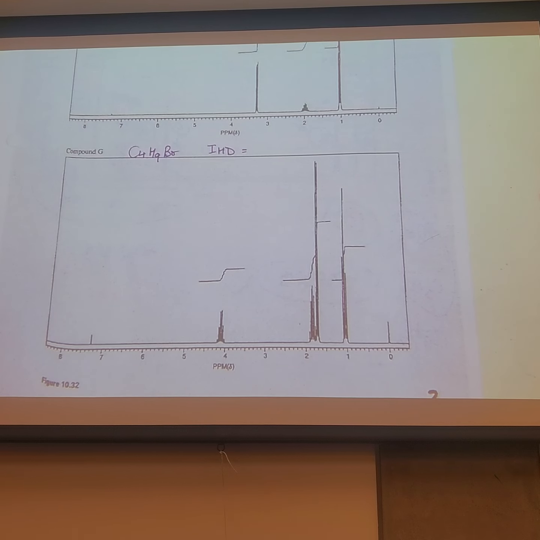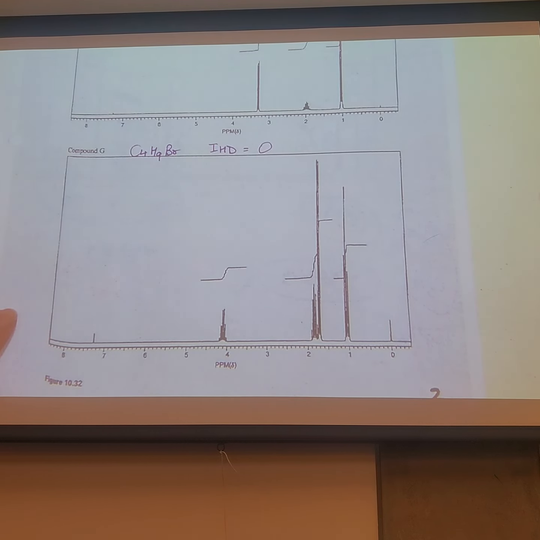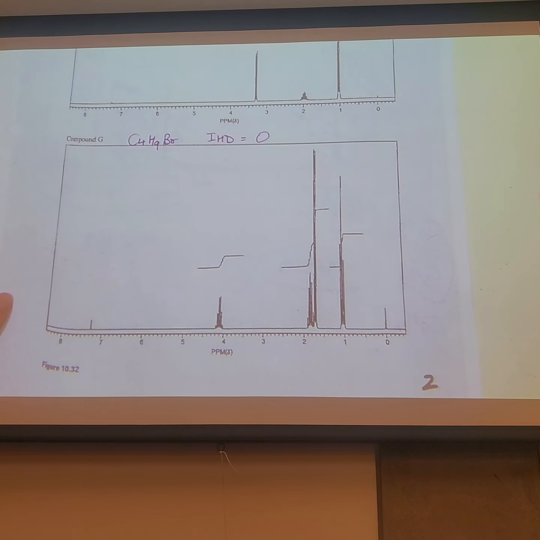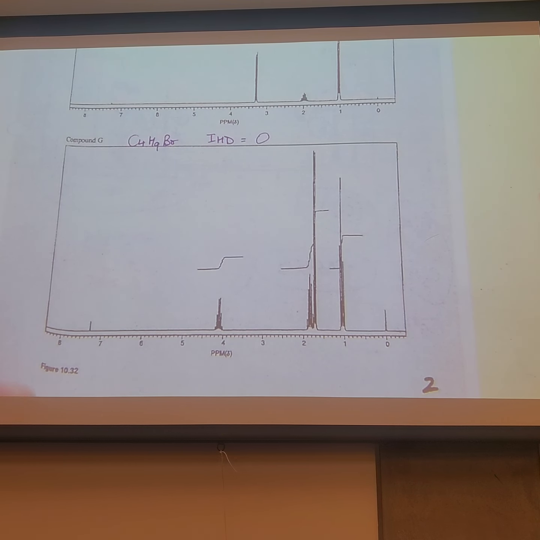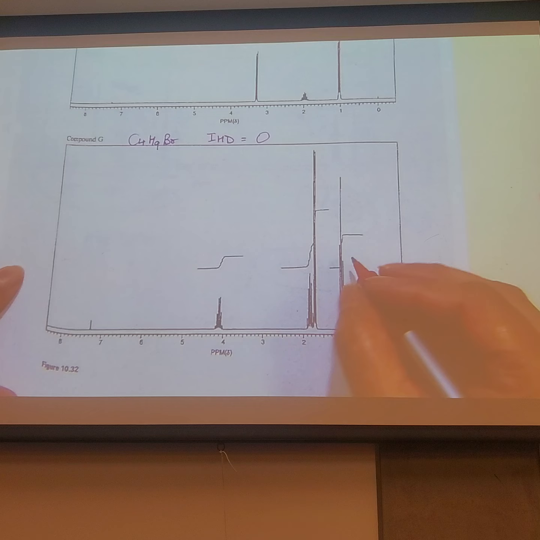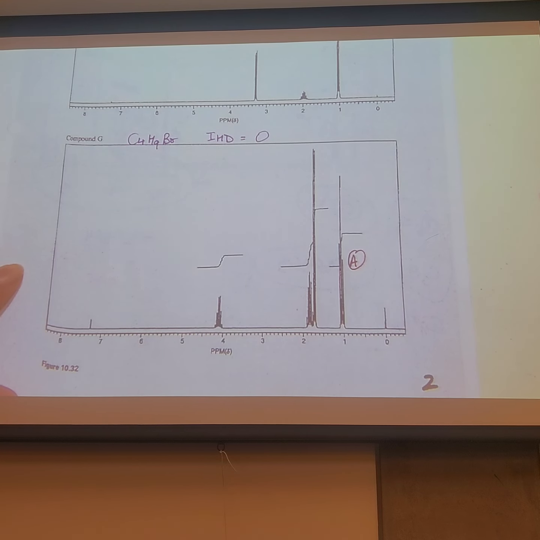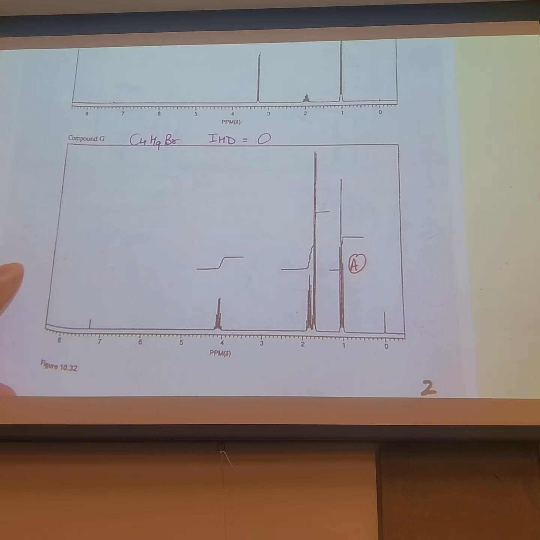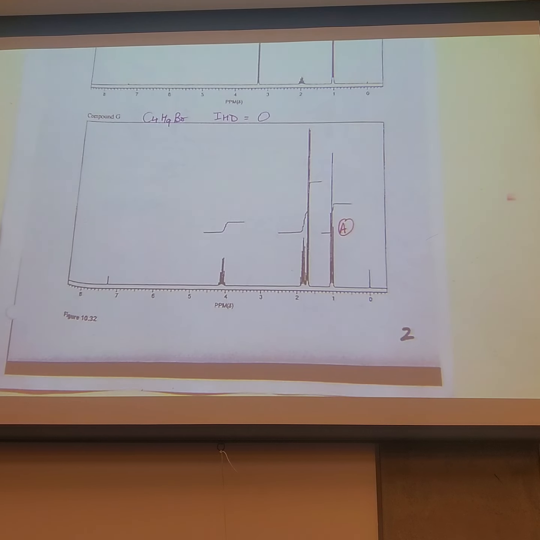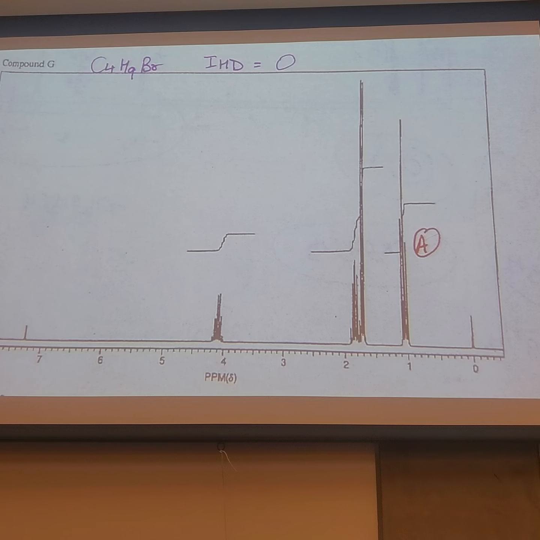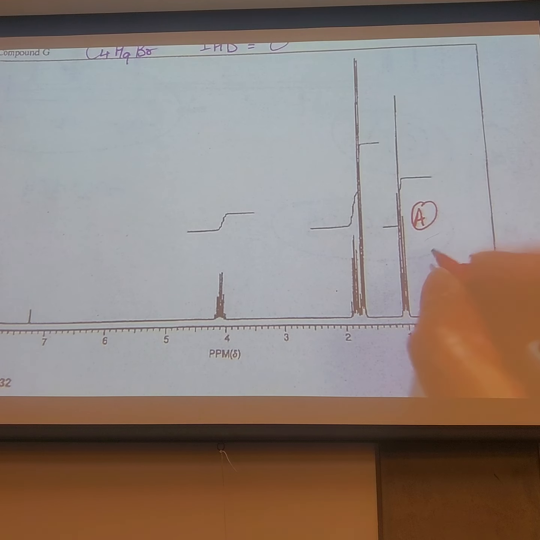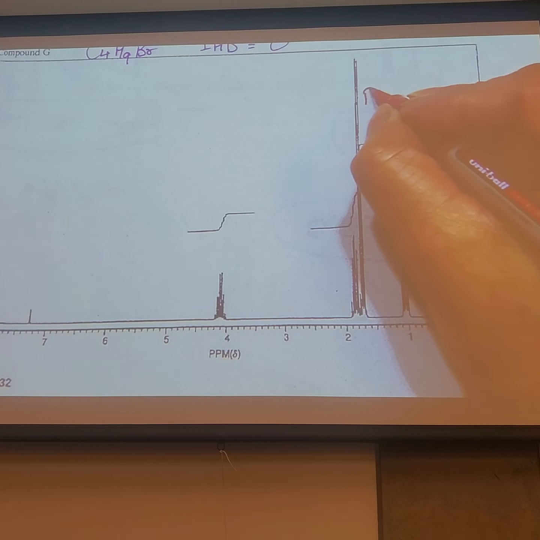Please go ahead, just tell me what's the IHD. 0. Everybody agrees? No pi bond, no ring. Okay. How many signals total in this spectrum? 3 signals. Actually, look closely. Oh, 4. There are 4 signals. There is A. Can you tell me what's the multiplicity of A? 3. Should I zoom a little? I think it's a triplet. That's a triplet. What's the multiplicity of signal B?